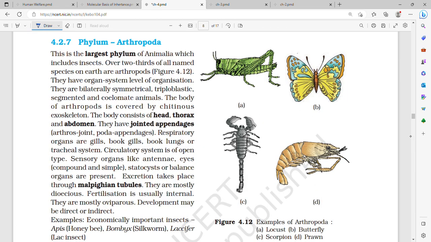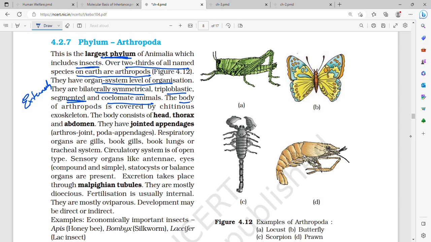Now phylum Arthropoda is the largest phylum. Second largest is Mollusca. It includes insects. Over 2/3 of all named species on earth are arthropods. They have organ system level of organization, bilaterally symmetrical, triploblastic, segmented. They are externally segmented, only externally, not metamerically segmented, and they are coelomate animals.